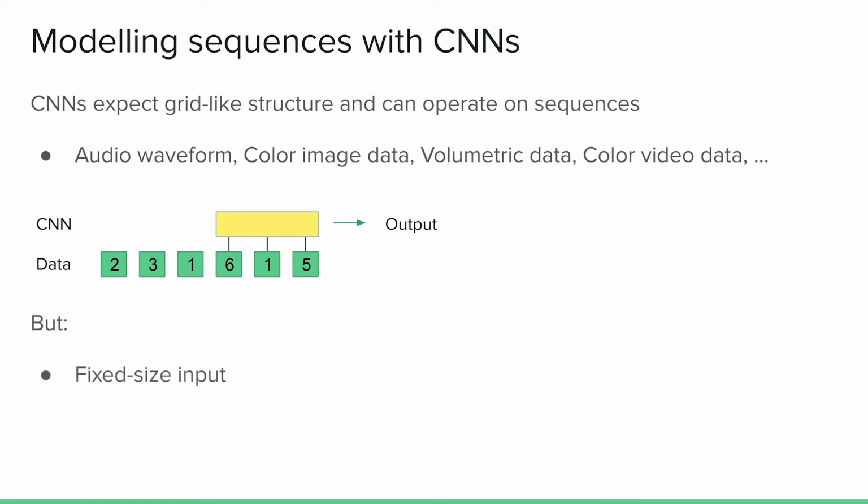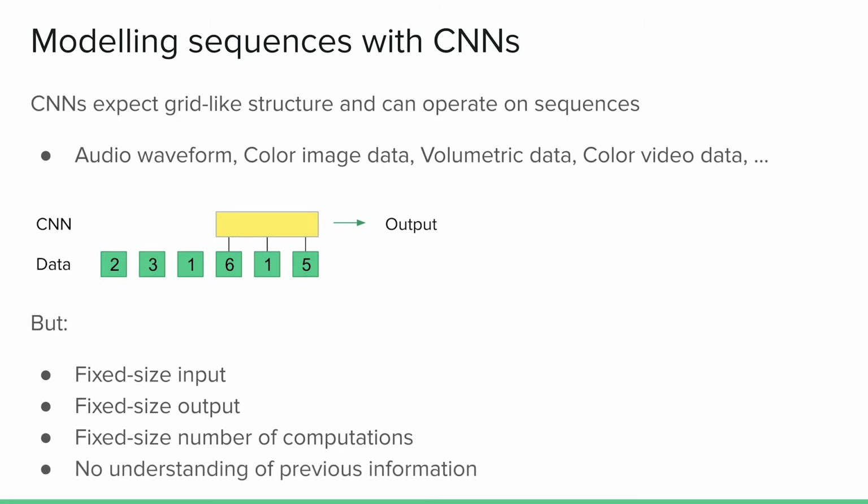However, we have a fixed size input. When we use a convolution like this, we always take exactly 3 samples as input. If something crucial happened one step before that input size, we have no idea, we can't access that information. We also have a fixed size output, because our convolutions are fixed, with a fixed number of computations. So the problem is that we pretty much have no understanding of previous information except for this small window that we're currently looking at.